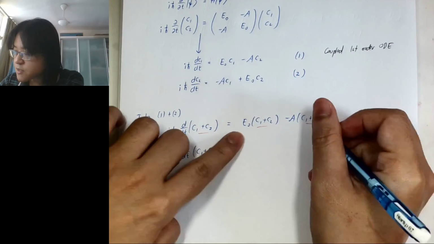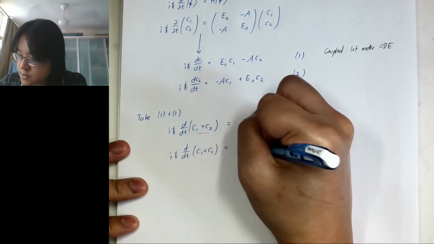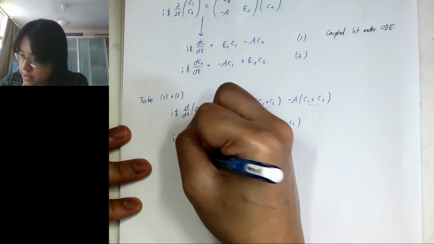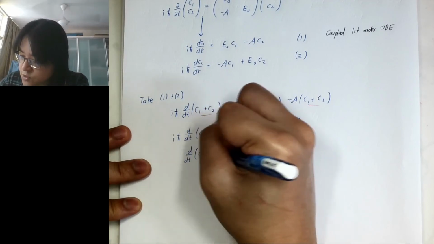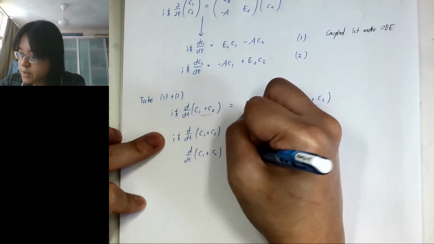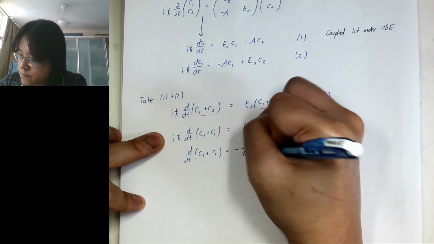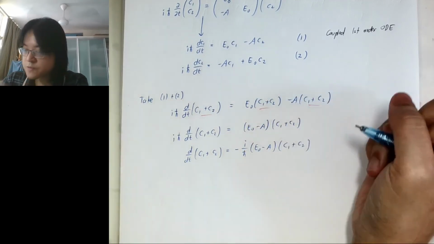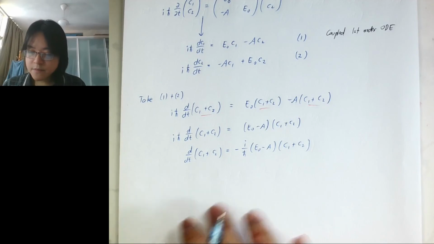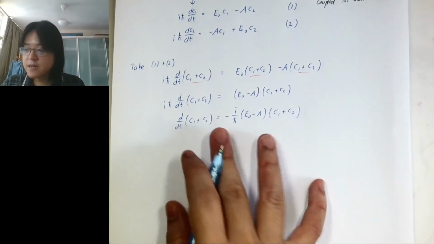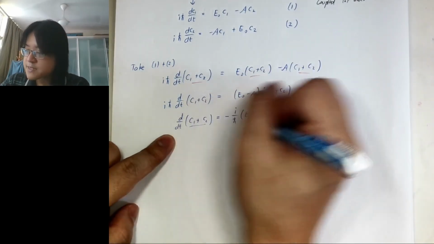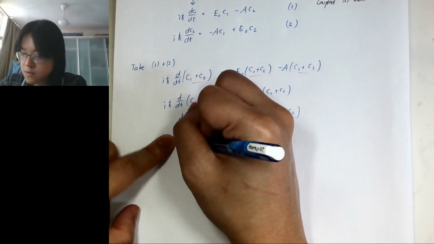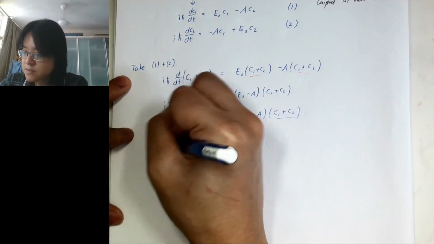So we can actually solve this. This is actually E0 minus A, C1 plus C2. So in other words, d/dt of C1 plus C2 is minus i over ħ, E0 minus A, C1 plus C2. Okay. So we can solve this, right? The derivative of this is equal to a constant times this. So the general solution.